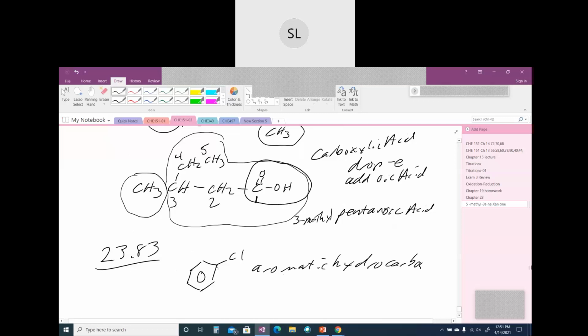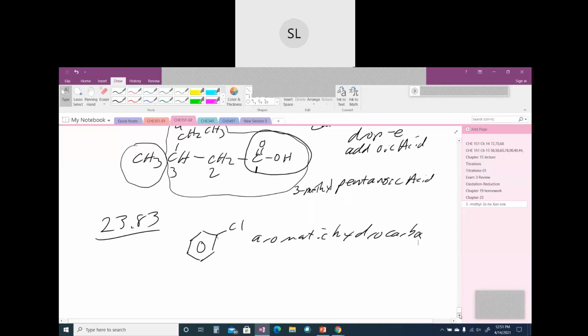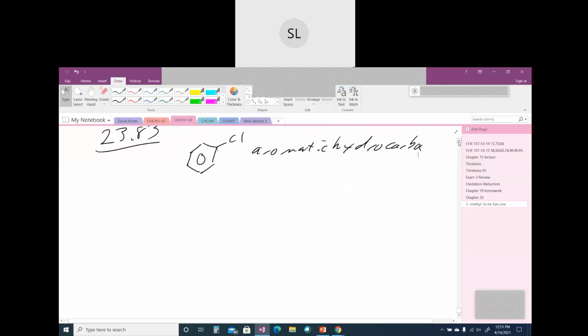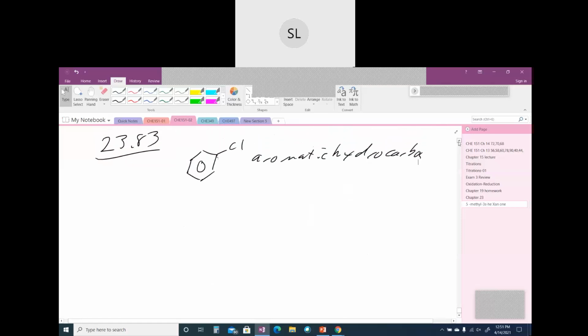All right, so your choices for hydrocarbons, you're going to have your alkanes, your alkenes, your alkynes. You're going to have your aromatic hydrocarbons. Anytime you have a benzene ring, you have an aromatic hydrocarbon. All right, 4-methyl-2-hexene. 1, 2, 3, 4, 5, 6 carbons. All right, so 2-hexene and 4-methyl.